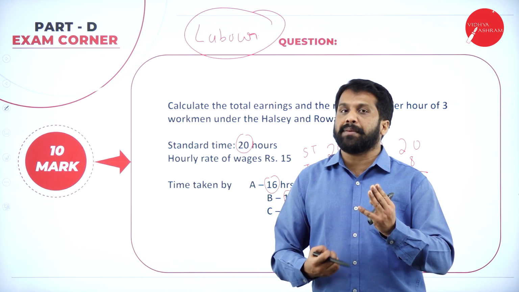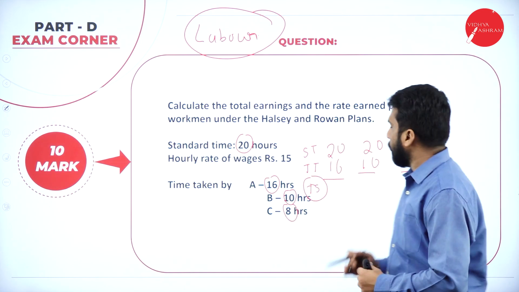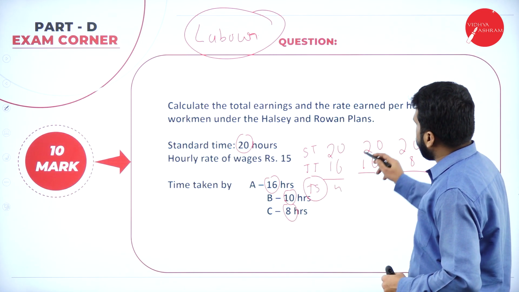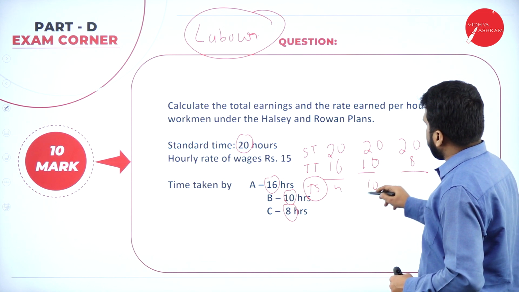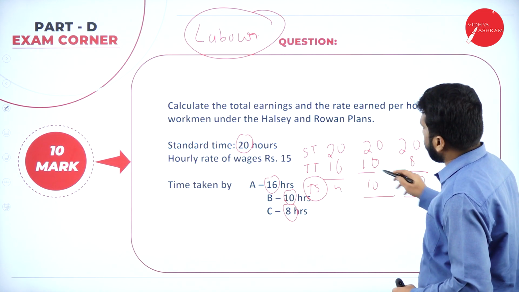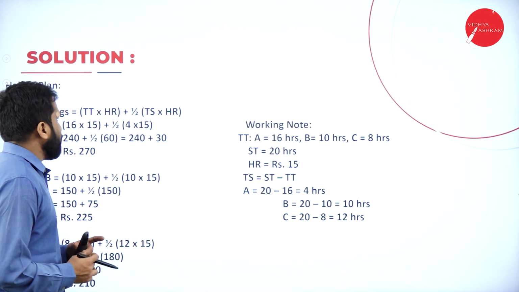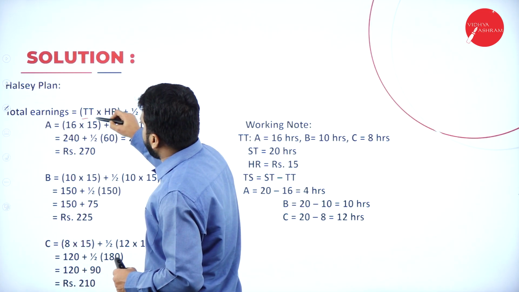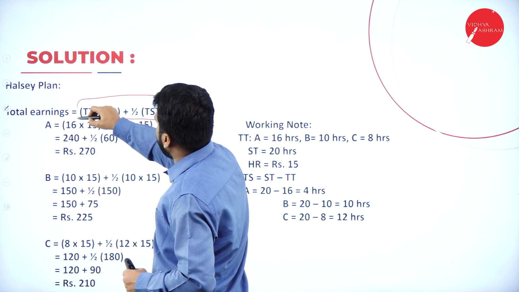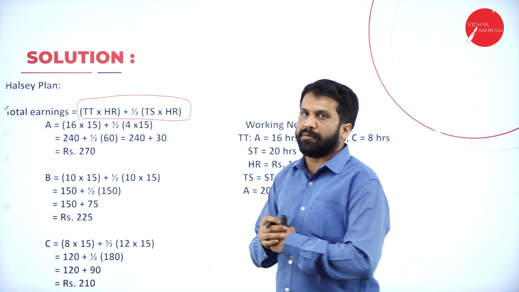What is the standard time? 3 hours. What is the time taken? 2 hours. Hope you are clear. Yes. 20 minus 16, 4. 20 minus 10, 10. 20 minus 8, 12. It is the time saved. What is the formula of Halsey? Halsey formula is time taken into hourly rate plus half of the time saved into hourly rate.